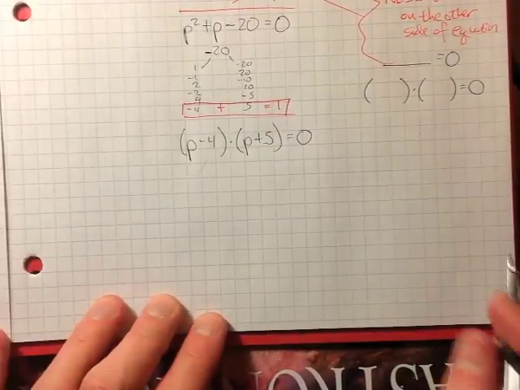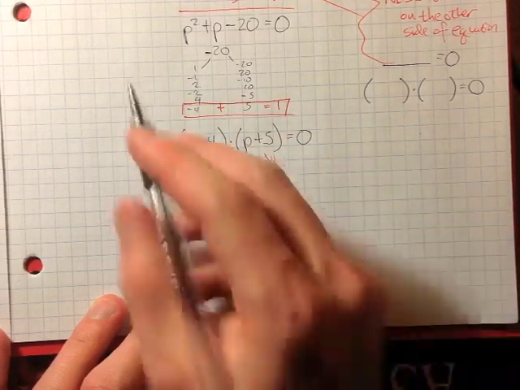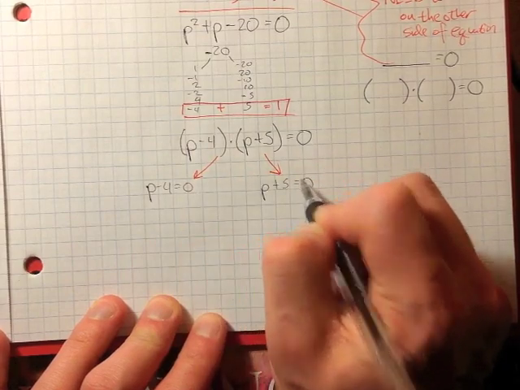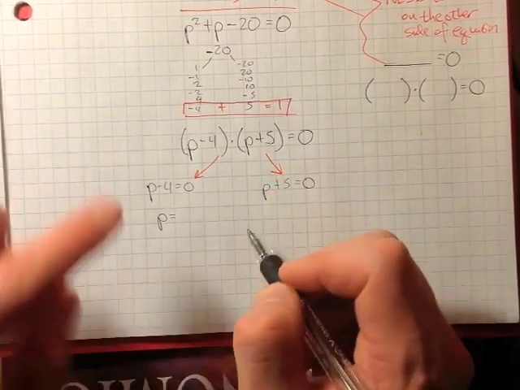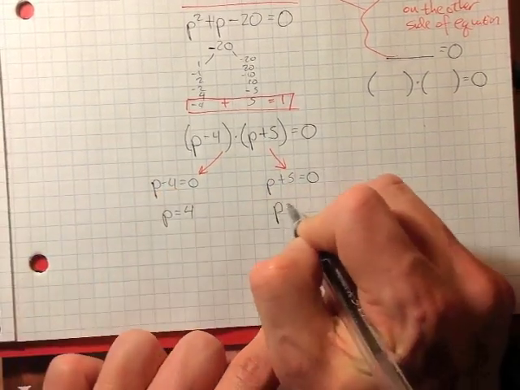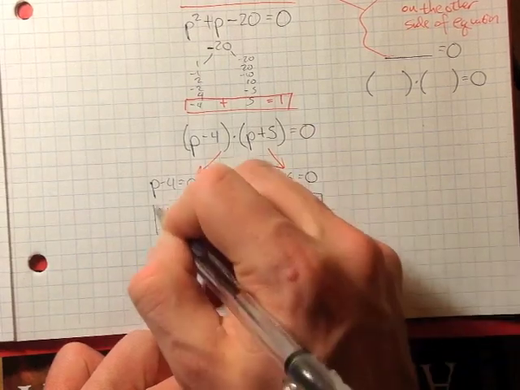That means that, split this, either p minus 4 equals 0 or p plus 5 equals 0. So p is either positive 4 when we add 4 to both sides, or p is negative 5. Done.